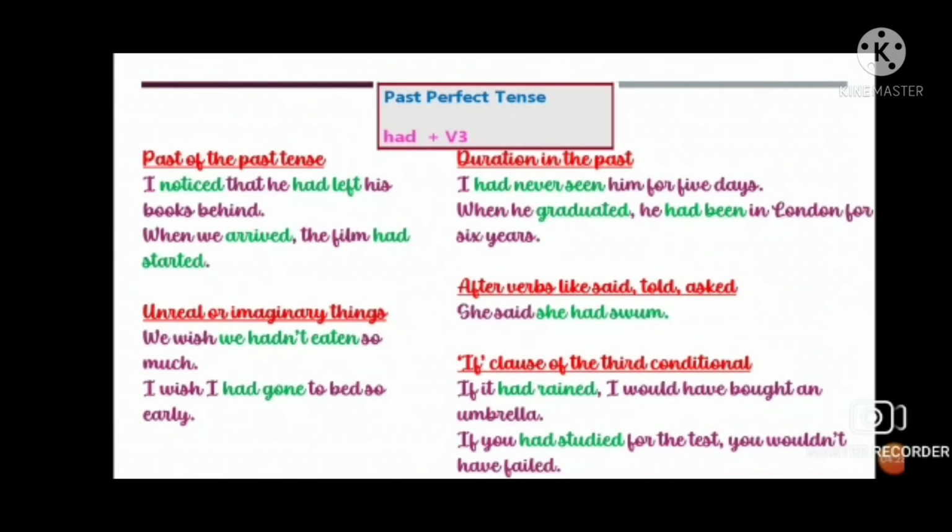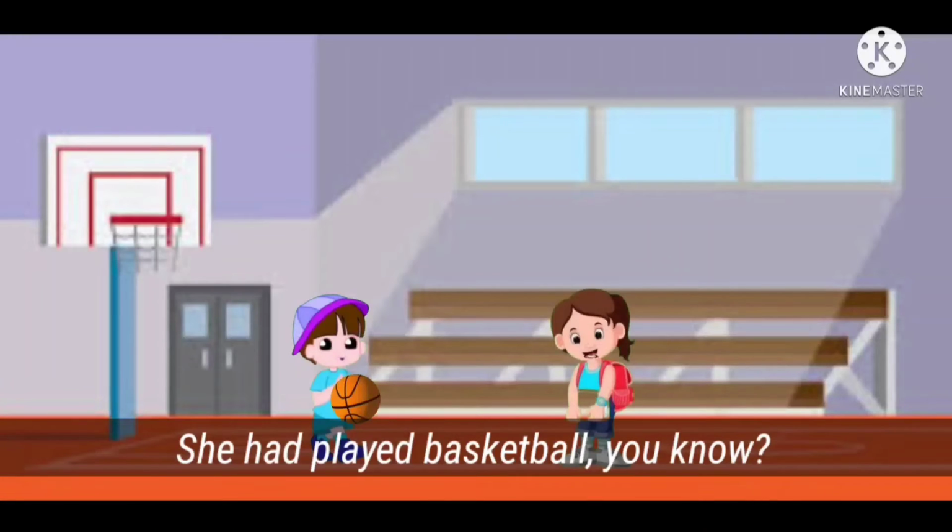And this final one is actually additional information, but we usually use past perfect tense in this if clause most often. So I want this also to be added to get more clarity. The if clause of the third conditional. Examples: If it had rained, I would have bought an umbrella. If you had studied for the test, you wouldn't have failed. You would have passed. So something imaginary, if clause, third conditional sentences. That's done for this tense. He had played basketball, you know.